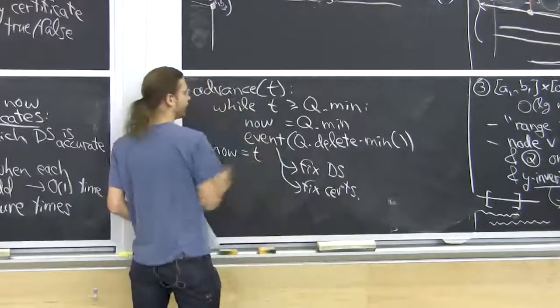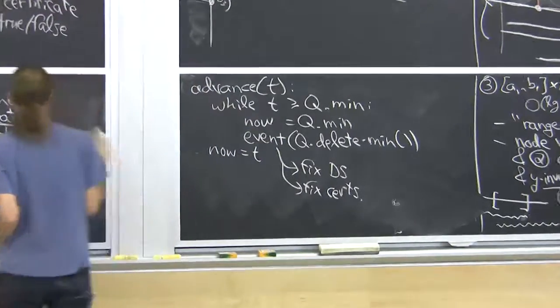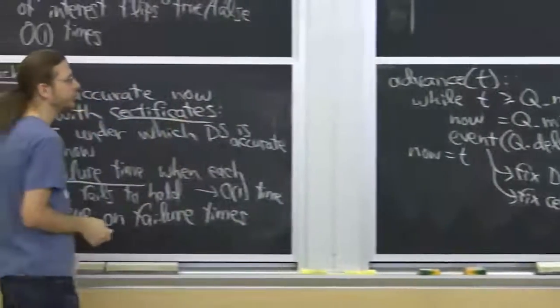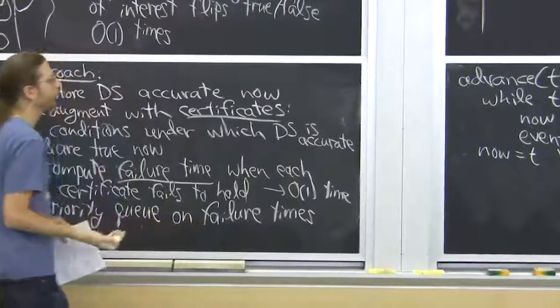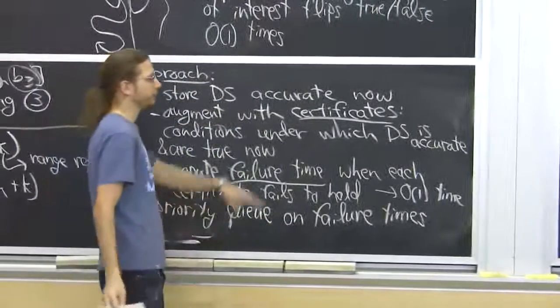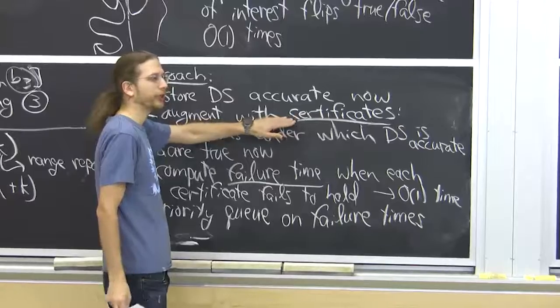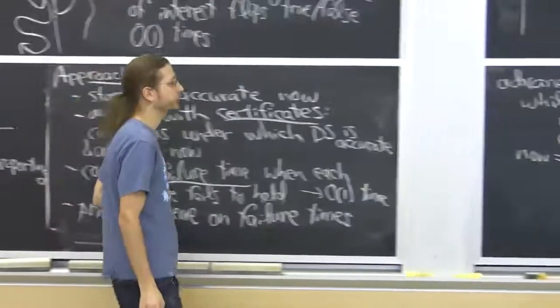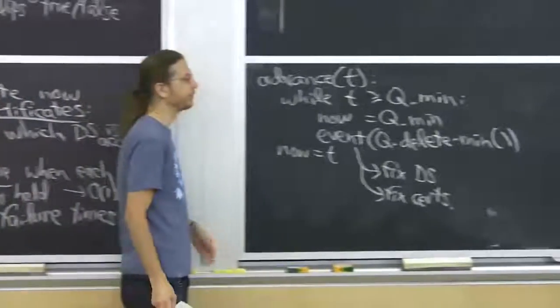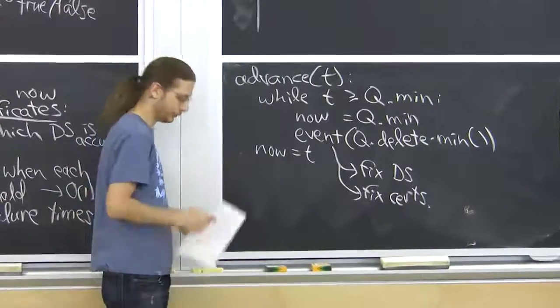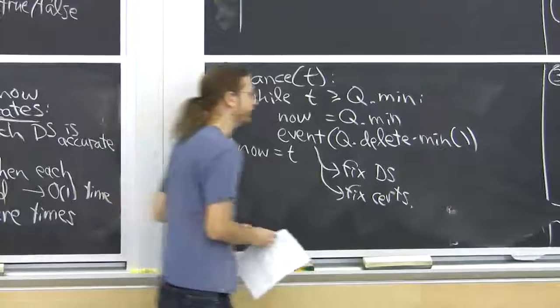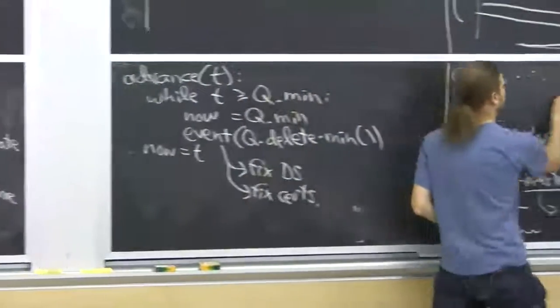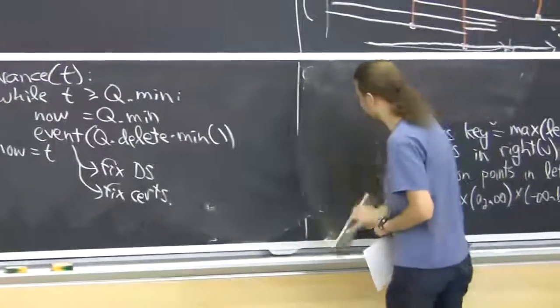So that is the challenge: how do you deal with an event when one of your certificates breaks? If you have a data structure, you want to make it kinetic, you first write down some certificates under which it's guaranteed to be valid, and then see how to fix them as things happen. Then there's the analysis issue, which we will get to. Let's start with an example before we get to analyzing, so this becomes a little more concrete.